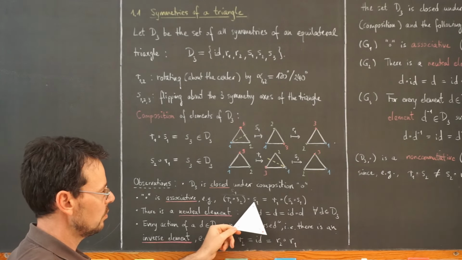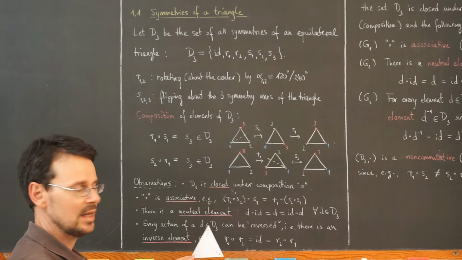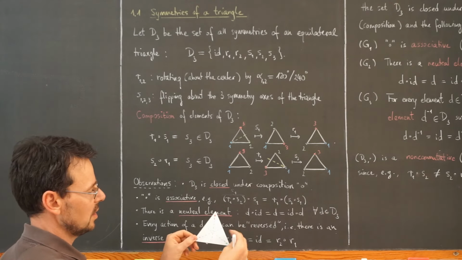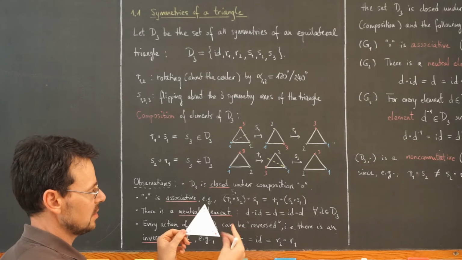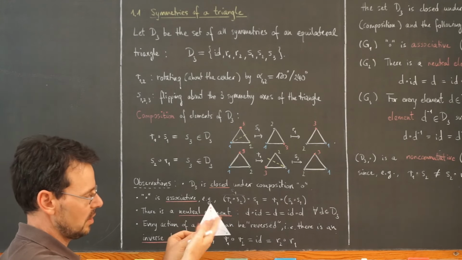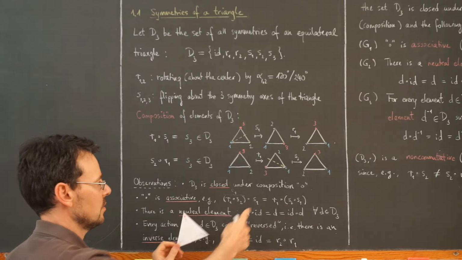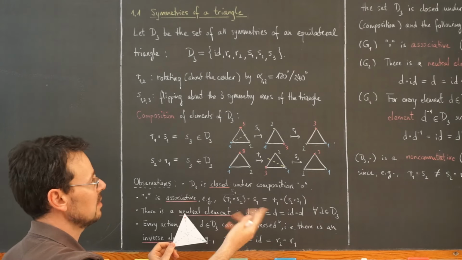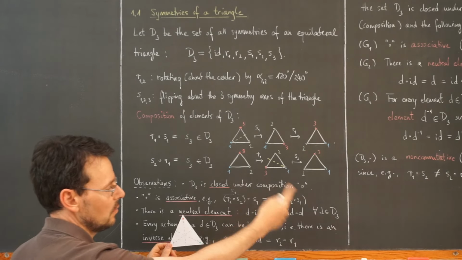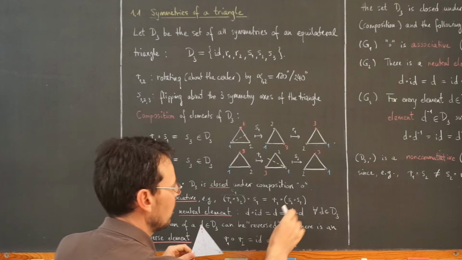Now S1 composed with itself is clearly the identity. Why? Because if I flip about this axis and then I flip again, well, I end up with the same triangle. So the left-hand side is simply the identical symmetry. What about the right-hand side?